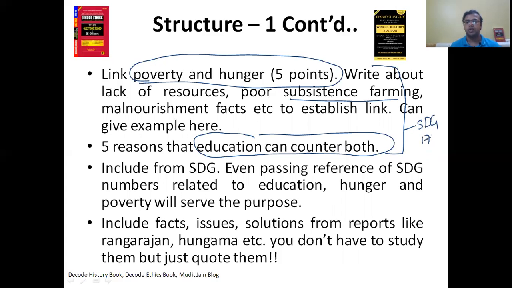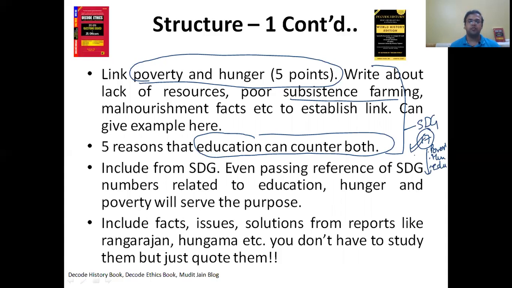There are 17 SDGs. I would advise you to mug up the SDGs number-wise. Like first, perhaps I don't remember now, it is poverty. Second is hunger, then education. So you have to remember them in series.